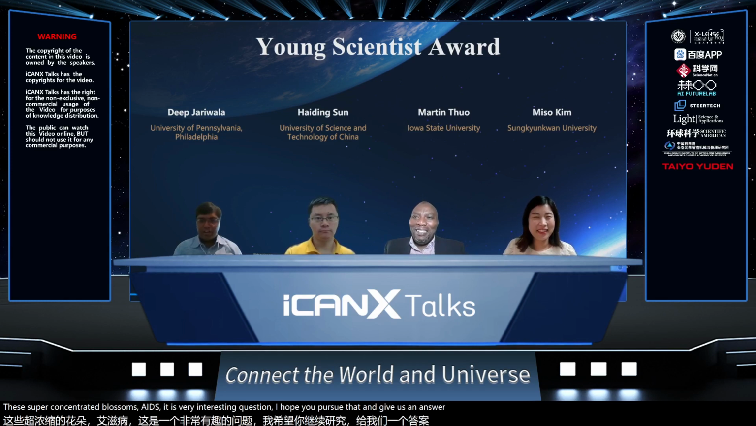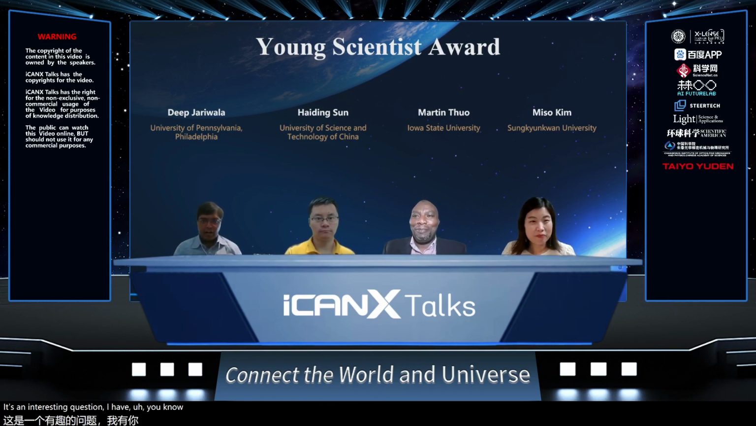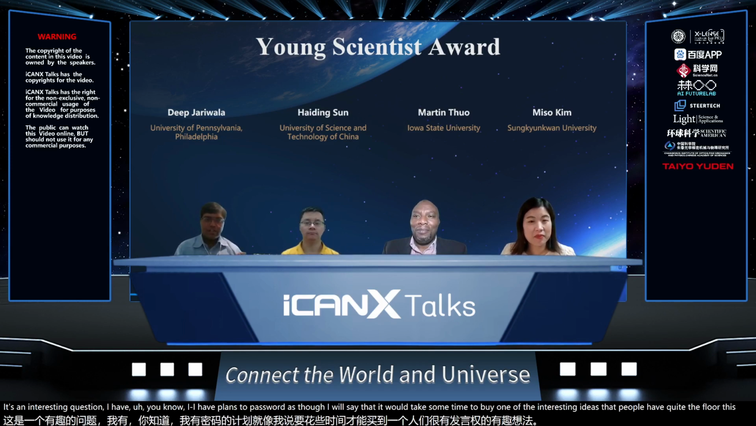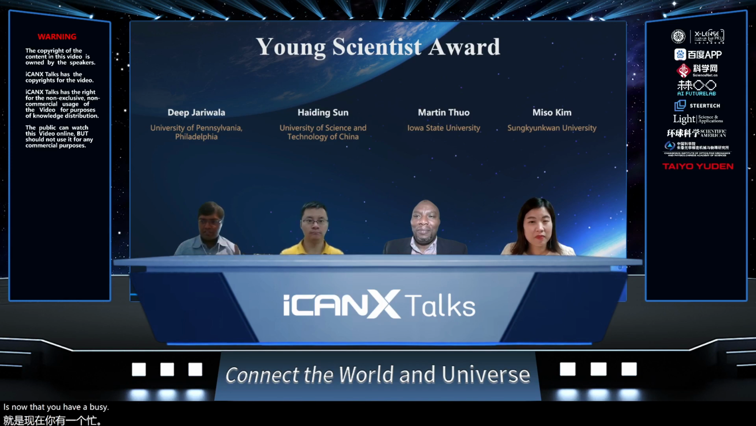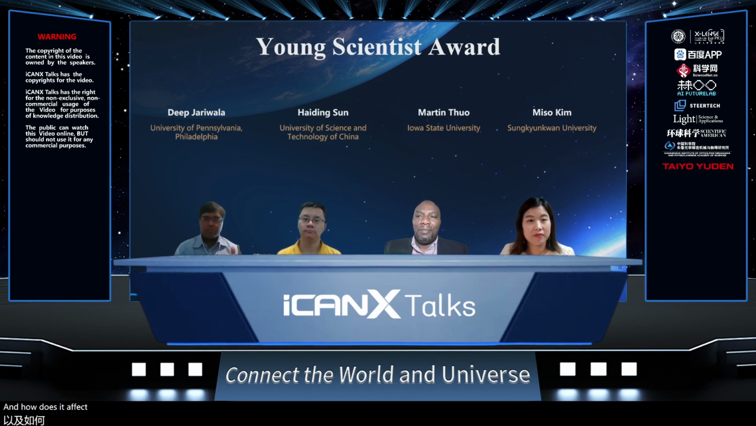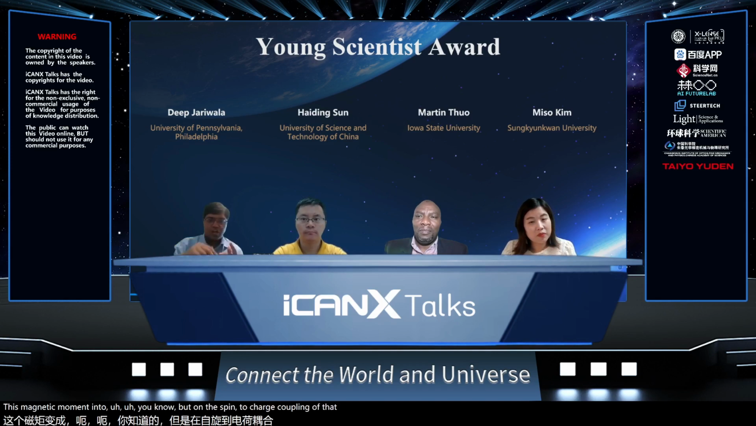So it's an interesting question. I have plans to pursue it, though I will say that it will take some time. But one of the interesting ideas that people have tried to explore this is, now that you have these interfaces between magnetic materials and magnetic semiconductors and metals, right? What happens when, using light or using an electric field, you can switch magnetization, and how does it affect the conversion of this magnetic moment, the spin to charge coupling? Does that lead to generation of some kind of photons, right?